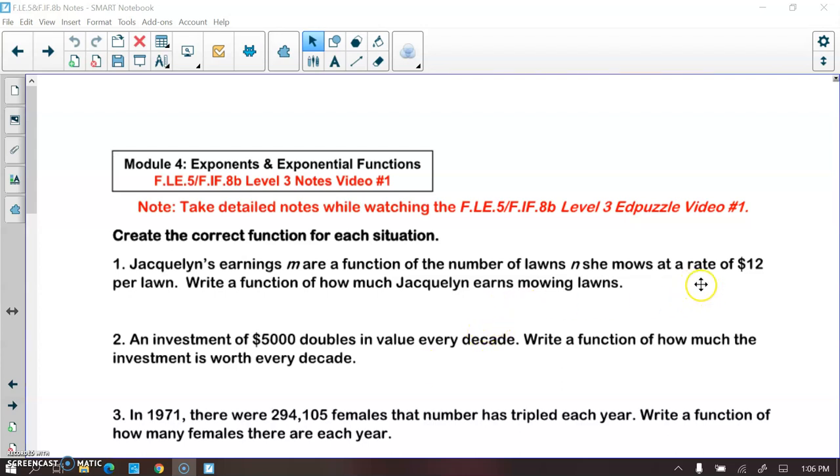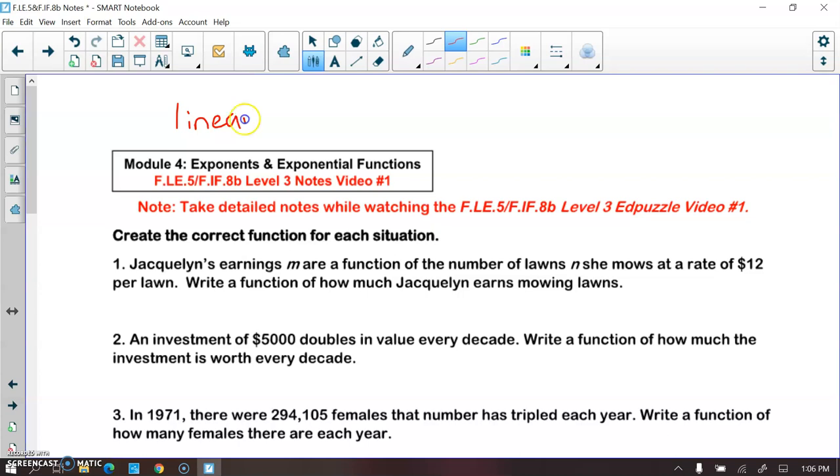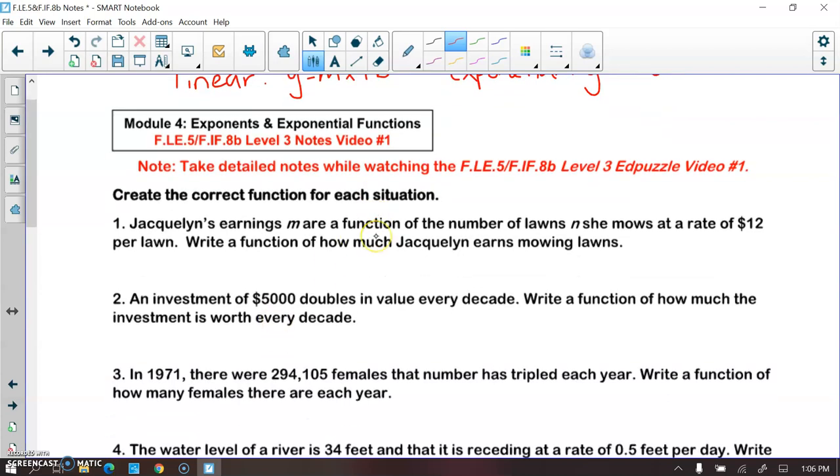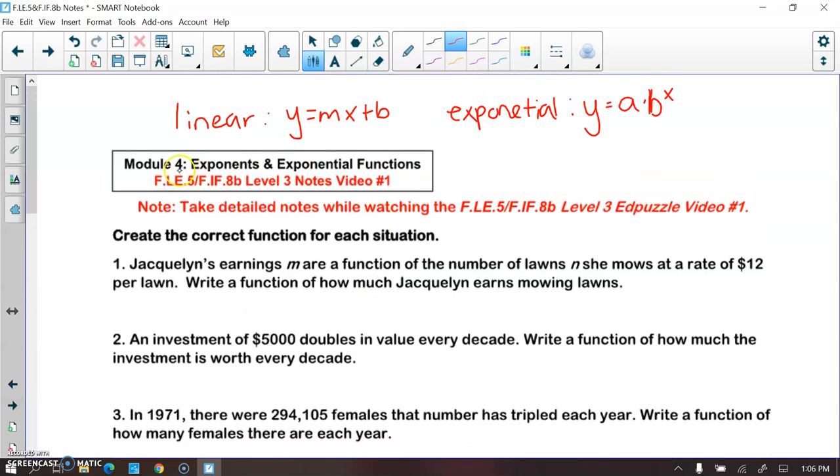All right, everyone, we are going to be writing linear equations in the form of y is equal to mx plus b, and exponential equations in the form of y is equal to a times b to the x power. So let's get started. We've got to determine whether each of these situations is linear or exponential.